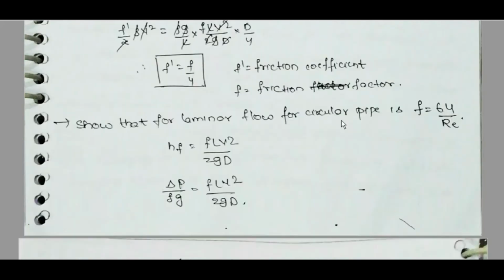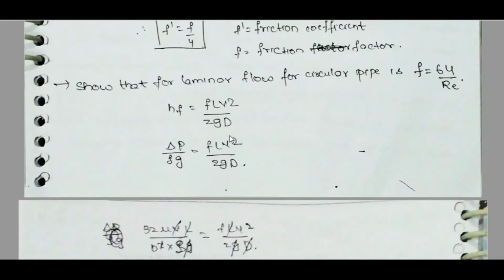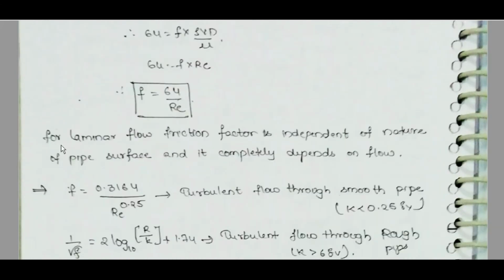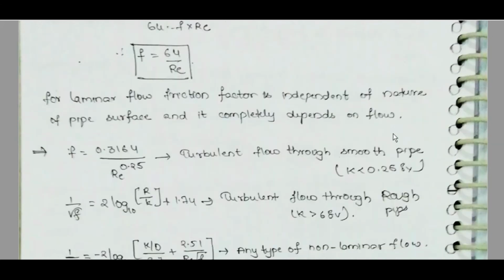Show that for laminar flow in a circular pipe, f is equal to 64 by Re. Hf is equal to fLV square by 2gD. Delta P by rho g is equal to fLV square by 2gD. 32 mu V L by D square by rho g is equal to fLV square by 2gD. Finally, f is equal to 64 by Re. For laminar flow, the friction factor is independent of the nature of the pipe surface and depends completely on the flow.